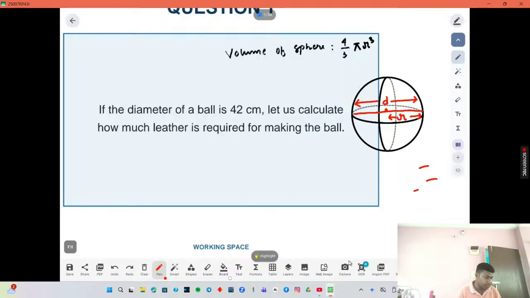So now, can you tell me what is a diameter? A diameter is a straight line that goes from one side to the other side of a circle and which passes through the center. Then what is a radius? A radius is half of the diameter.